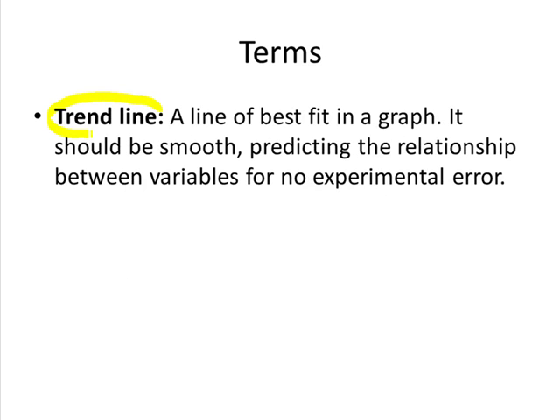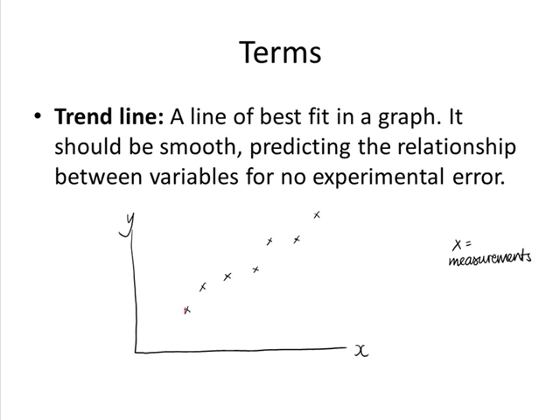A trend line is a line of best fit in a graph, and you should make sure that it's smooth. So let's say here we have a very rough graph with some measurements shown there. When you draw a trend line for this graph, you mustn't go dot to dot to dot, because nature tends to be smooth in its relationships. And so we need to draw the trend line smoothly to predict what nature is really like. So in some cases, we don't actually go through a dot. We might go between dots.